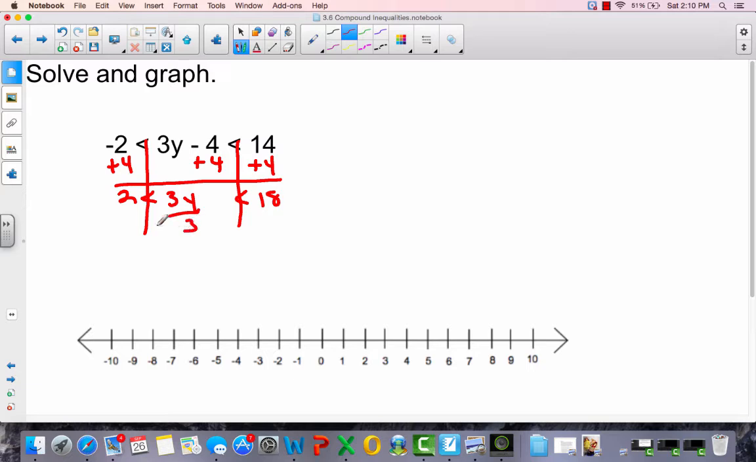Now we have to divide by 3. See, the process is still the same, you're just doing it more than one time. So that gives us 2/3 is less than y is less than 6. So we come over here to the 6, put an open circle because it says less than. Come to 2/3, which is about right here, a little bit less than 1. And we've got our graph.